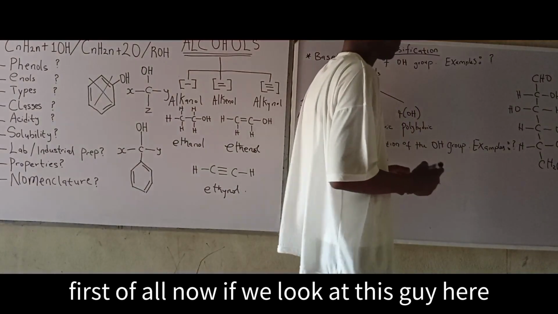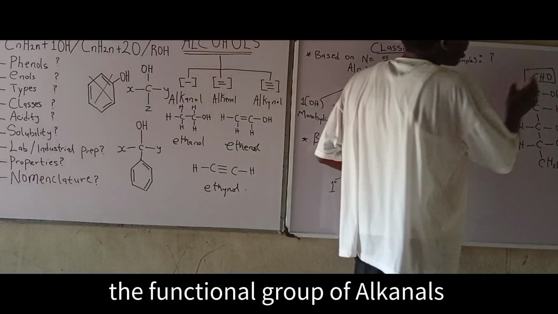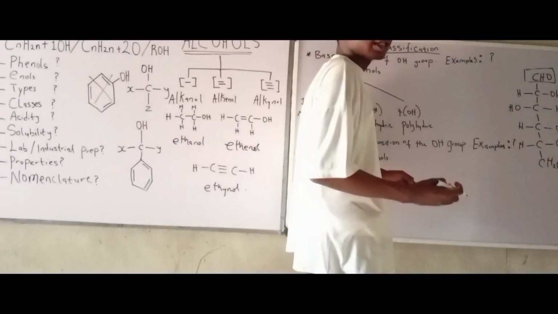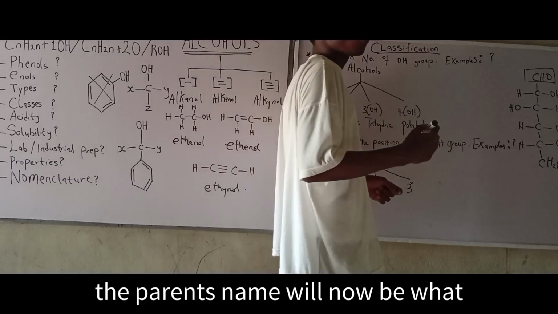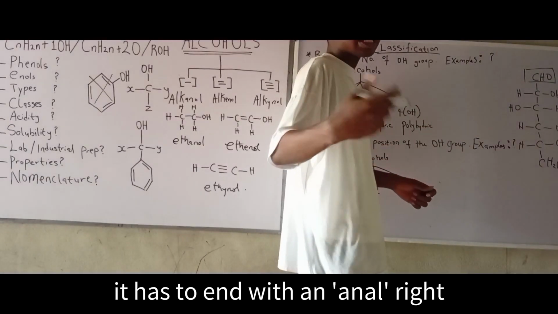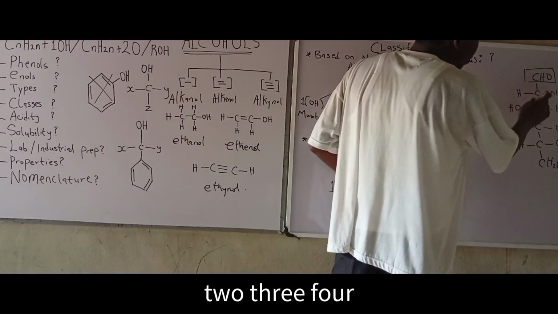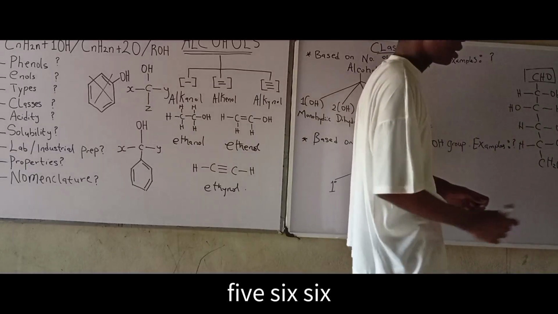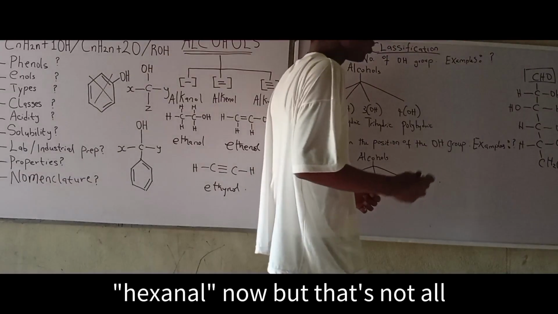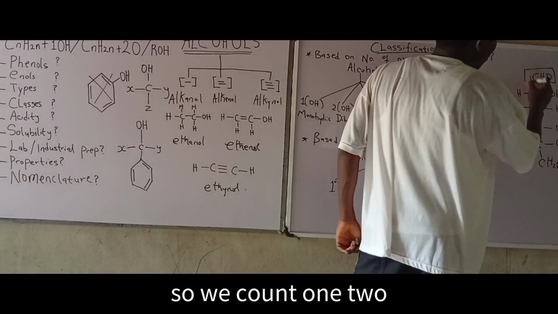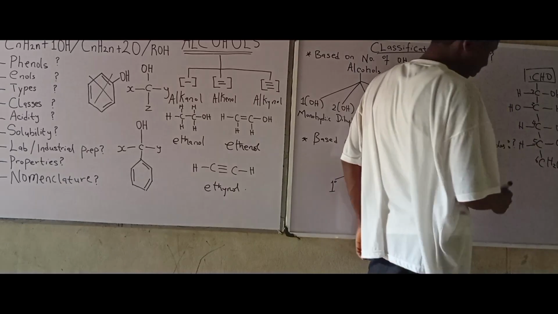Okay, first of all, if we look at this guy here, what is this? This is the functional group of alkanals. So on that note, the parent name has to end with -anal, right? Okay, so if we count the carbons, we have 1, 2, 3, 4, 5, 6, 6. So the parent name will obviously be hexanal. Now, but that's not all. We have to count the carbons. So we count 1, 2, 3, 4, 5, 6.